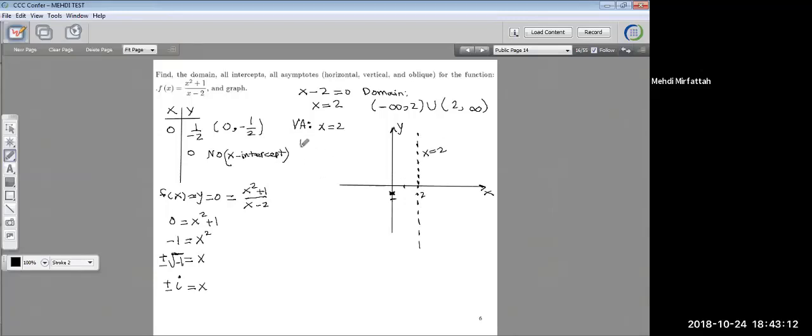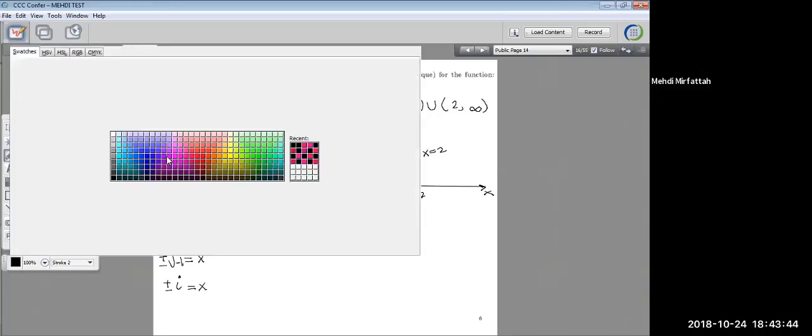Well, horizontal asymptote and oblique asymptote, those are the other two I want to look for. Because the exponent at the top of the fraction is higher than the exponent at the bottom of the fraction, that is an indication of an oblique asymptote. If you recall, we have to do the long division. So let's do that here.